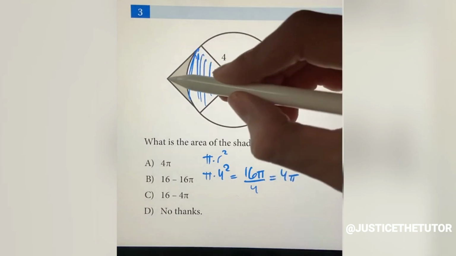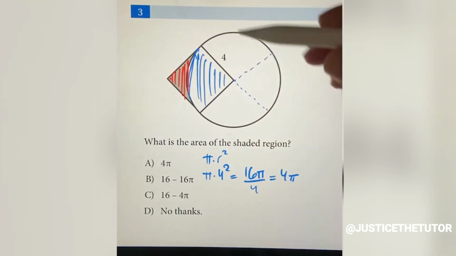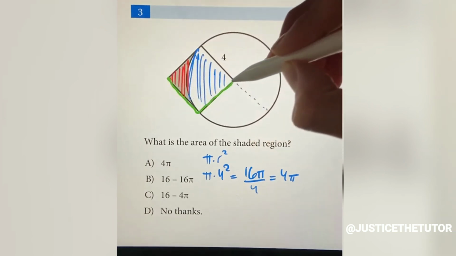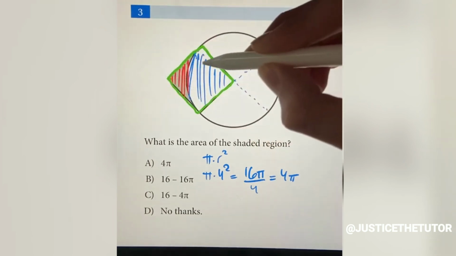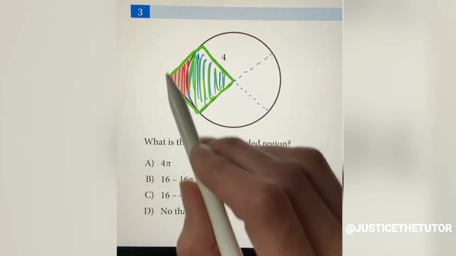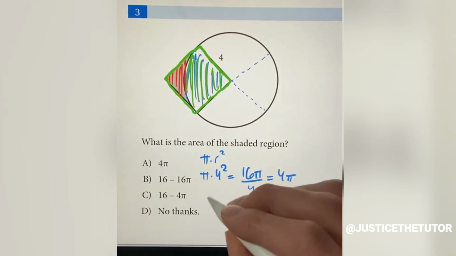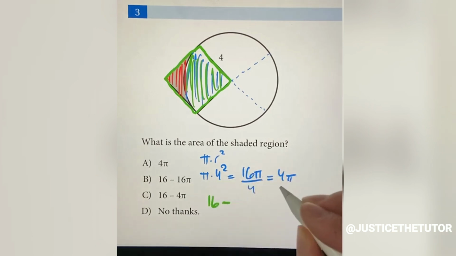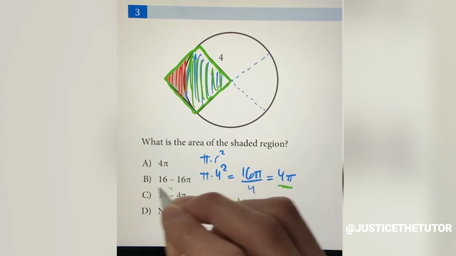So how do we get the area of the shaded region here? Well, if you take the area of the entire square and you subtract the area that we just found, then you'll get this red area here. So the area of the square is just 4 squared, which is equal to 16. Then we have to subtract 4 pi, so C.